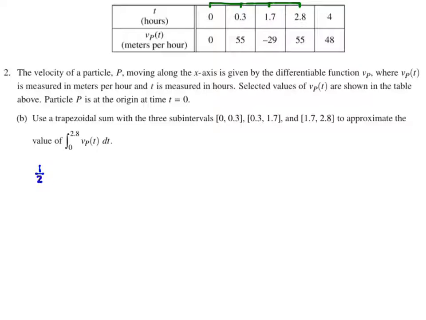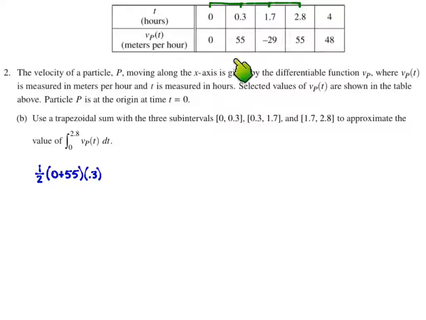It's going to be 1/2 of, the first height is 0, so 0, and then plus our second height, which is 55, and then times our height of the trapezoid, because we're kind of laying it down, times 0.3 here. So that is the area of the first trapezoid.